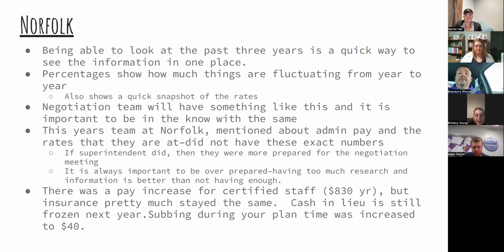There was a pay increase for certified staff of 830 per year, but insurance pretty much stayed the same. We did have cash in lieu and we froze it, so it stays where it is. Even though they're paying more for insurance, it's frozen until next year. The hope is that if they freeze it for another year, maybe next year they can pay more insurance. The other thing we changed was subbing during your plan time, which was increased to $40. It used to be 27, and that really wasn't worth it for teachers to lose their plan over.